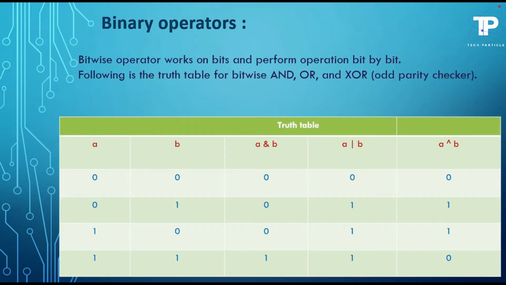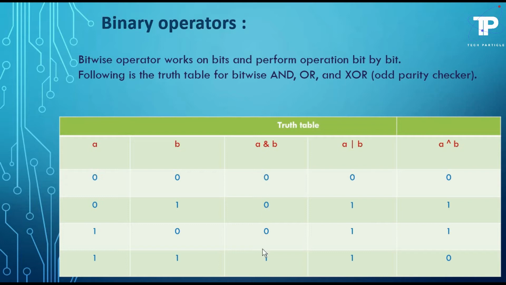Before discussing bitwise operators, let's discuss binary operators. Bitwise operators work on bits and perform operations bit by bit. Following are the truth tables for bitwise AND, OR and XOR. This is also known as the odd parity checker. This is the truth table where we have obtained the result using the binary operator AND.